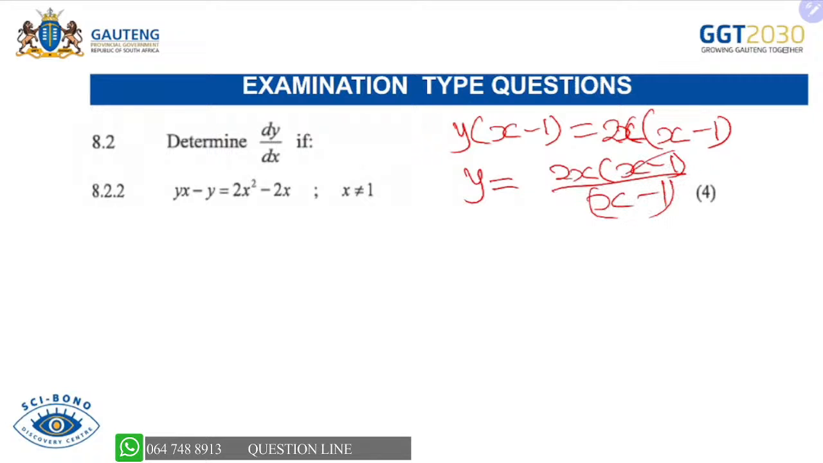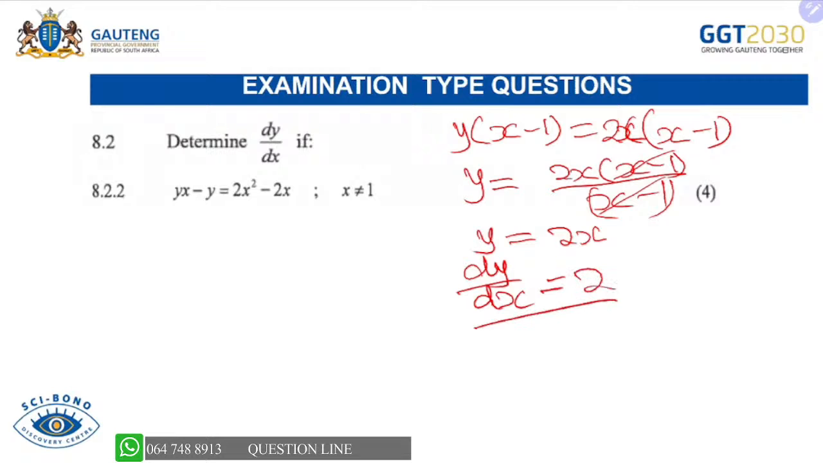From there on, I'm able to see that x minus 1 and x minus 1 is going to give me 1, and then I'll remain with y is equal to 2x. Then can I now find my dy dx? And this will give me my answer as 2, 4 marks.